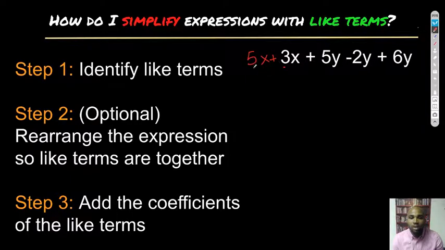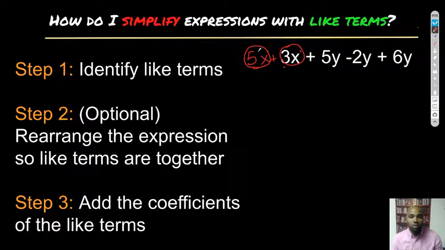So I have 2 like terms. I have a 5x and I have a 3x. Notice the rest of these are y. So they have the same exponent, x to the 1, which we don't usually write. Identify the like terms by circling them in red. That's how I decided to identify them. And then we can rearrange them so they're together. They're already together, so we don't have to do that.